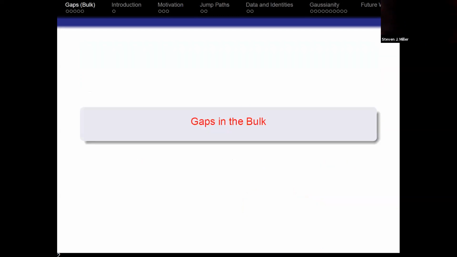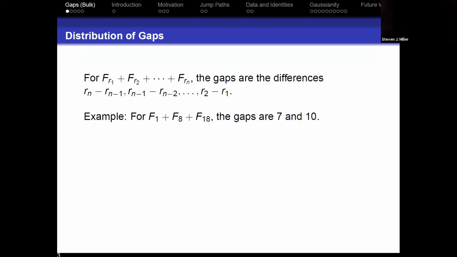All right, so let's start talking about gaps. So here's a possible decomposition. I go back to the Fibonacci's, and the R's are going to indicate which terms I have. So for instance, maybe I have F1 plus F8 plus F18. And what I want to do is look at the gaps between the summands. And when I say gaps between the summands, I don't mean between the actual values F1, F8, and F18. I mean the gaps between the indices. How long do I have to wait from one summand until I get the next? So the gaps in this are going to be 7 and 10.